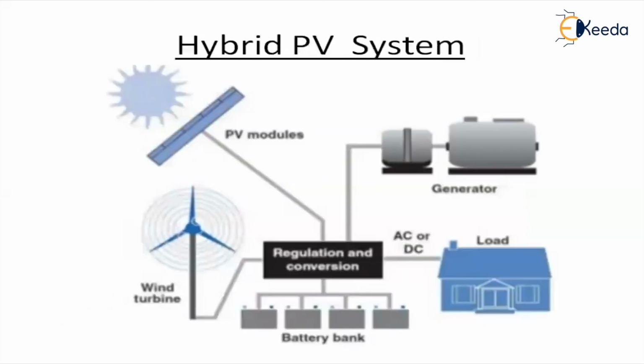So that is the battery backup. Next one is the hybrid PV system. In a hybrid system, you are combining many supply sources. Here in this picture, you can see the PV module, diesel generator, and wind turbines combined. This is regulated, a battery bank is there, and that is given to the load. The load might be the grid or anything.